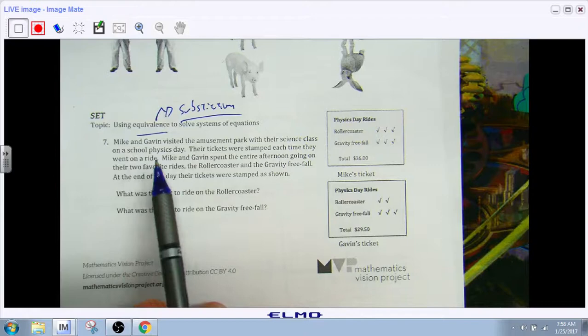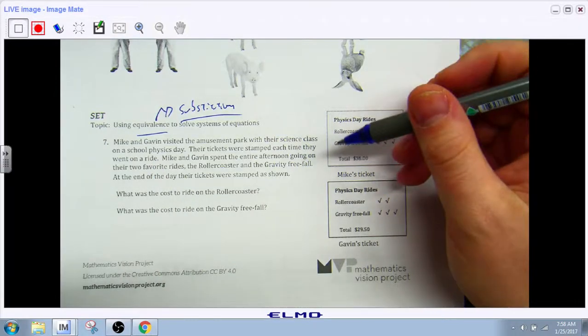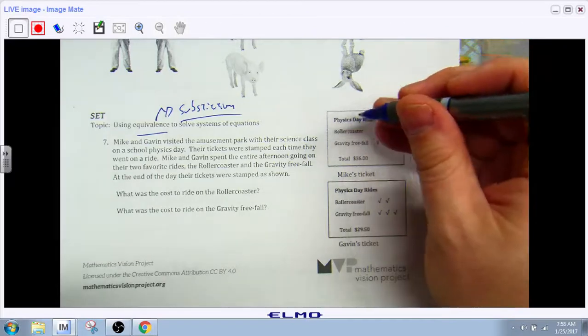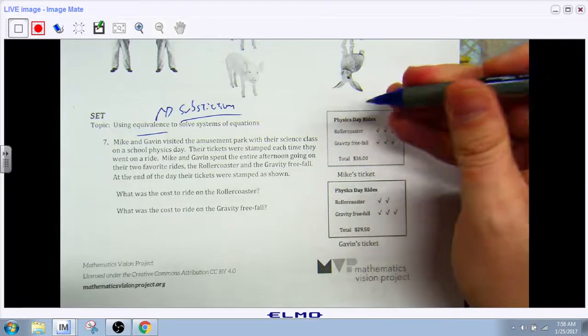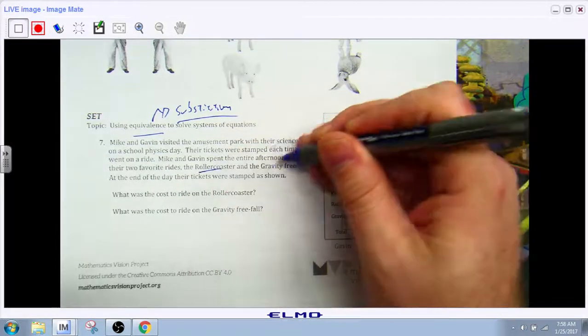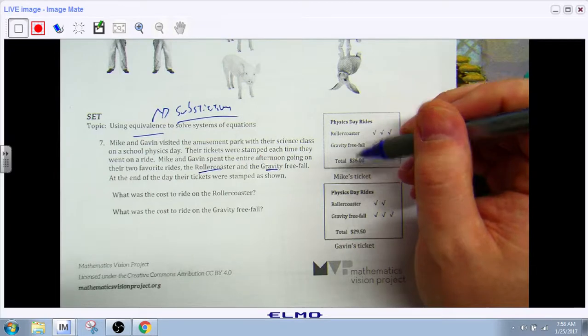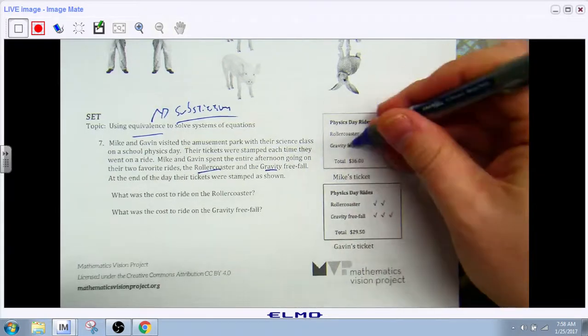So we have Mike and Gavin here. They visited the amusement park with their science class on a school physics day. Their tickets were stamped each time they went on a ride. Mike and Gavin spent the entire afternoon going on their two favorite rides, the roller coaster and the gravity free fall. At the end of the day, their tickets were stamped as shown. So these are their tickets. Here's Mike's, here's Gavin's.